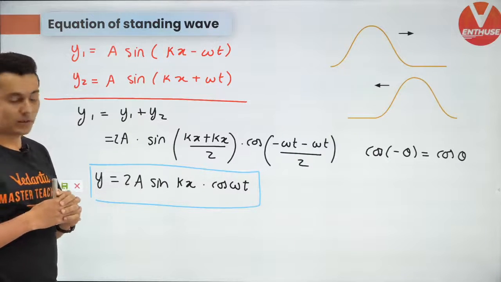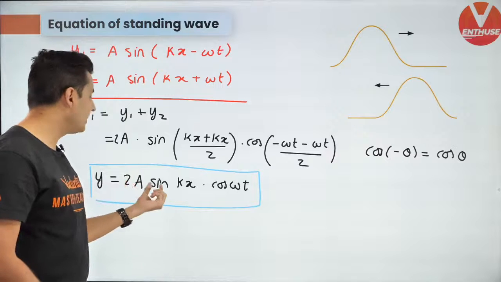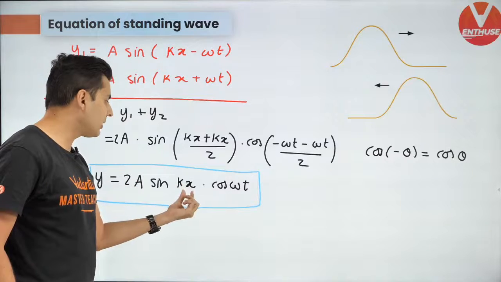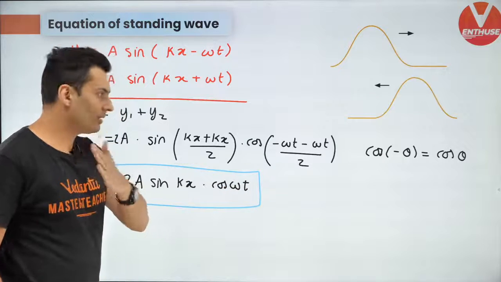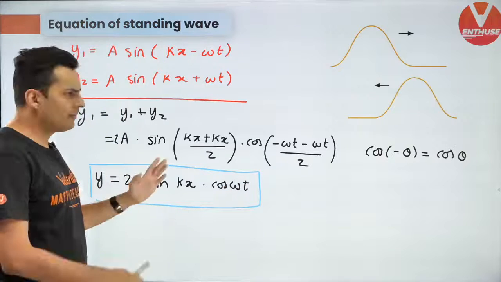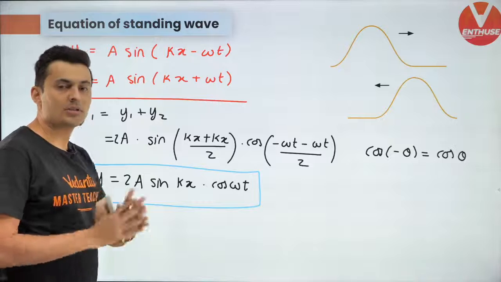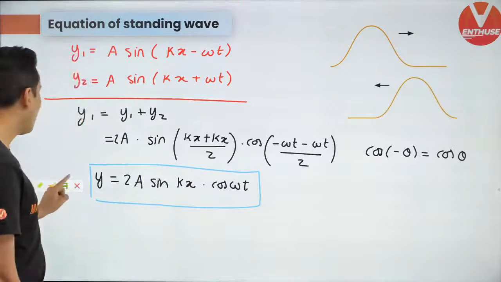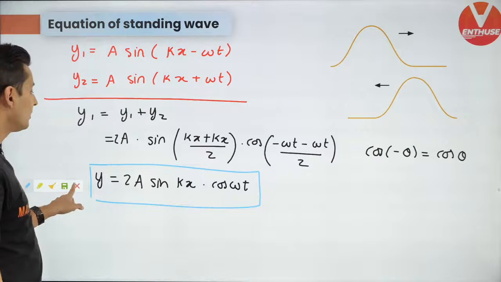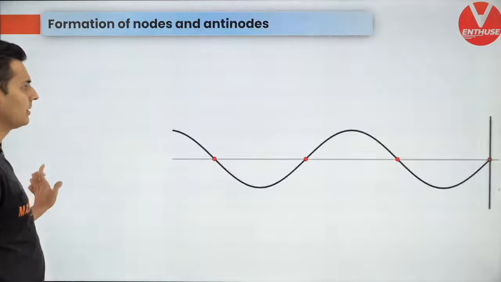Alright, so the whole idea is you will get something into sine or cos kx multiplied by cos omega t. That's the whole idea. Now you might find it difficult to analyze this equation at first. Do not worry, I'll tell you how to analyze this equation. So let's see how this equation exactly looks. For now, I hope this is clear.